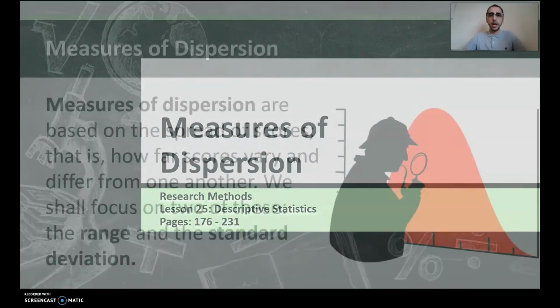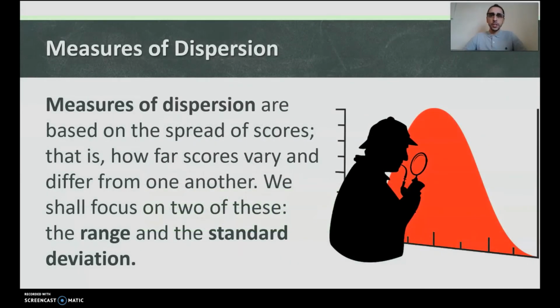Measures of dispersion. Measures of dispersion are based on the spread of scores, that is, how far scores vary and differ from one another. We shall focus on two of these, the range and the standard deviation. How spread are the scores? Are they quite close to the mean in a really small set of data, or are all the pieces of data really far away from the mean, so they're really spread out? And that's what we're looking at, a measure of dispersion.